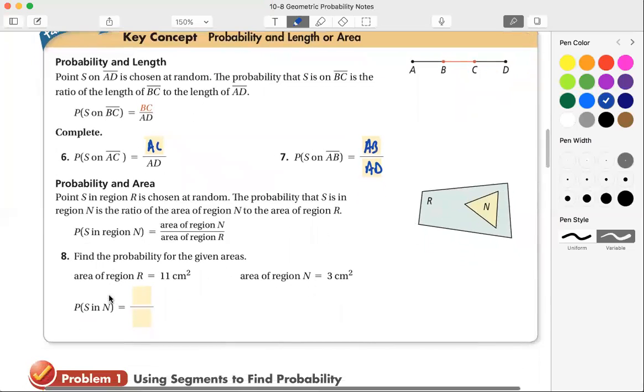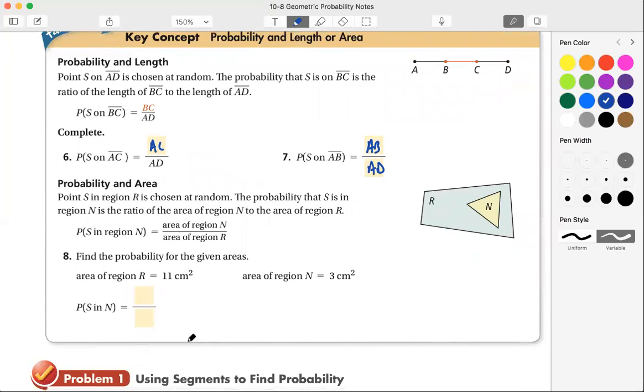Now, we can also do this in parts of regions. So, probability S is in N. We know the area of N is 3. We know the area of R is 11. We want S to be in N, so point S is going to be in here. So favorable is going to be 3 out of a total of 11.